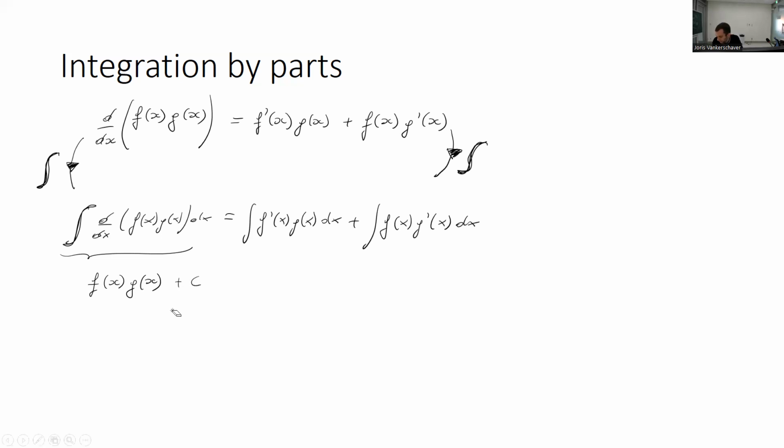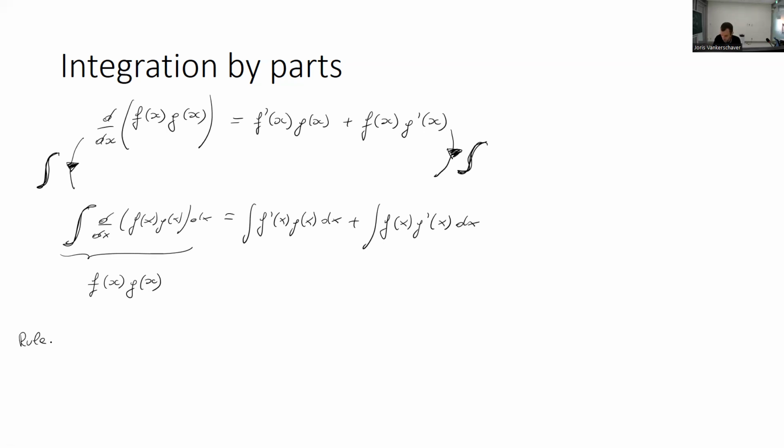Don't you have to include that? Yes, you do. But I will omit it because on the right-hand side, I have two indefinite integrals, and when I calculate those, they're going to give me my c. So I can absorb that constant in my integrals on the right-hand side. The important thing is that on the left-hand side, I basically end up with the original product that I started from.